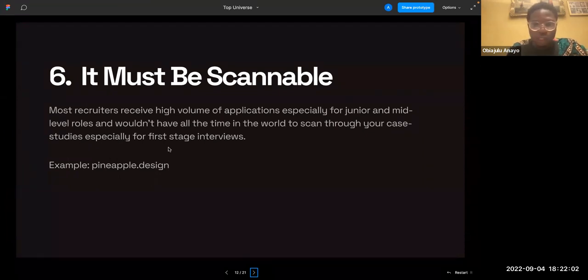So yeah, I just showed us a link to Pineapple.design, a design agency, right? So let's get to the next one.